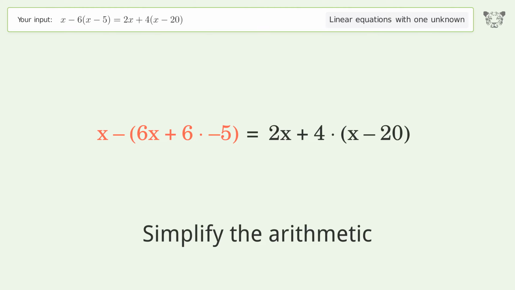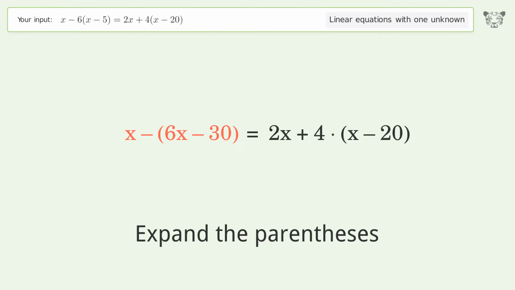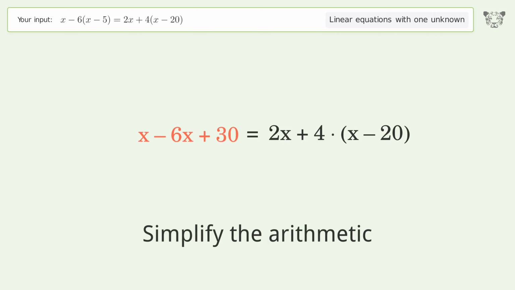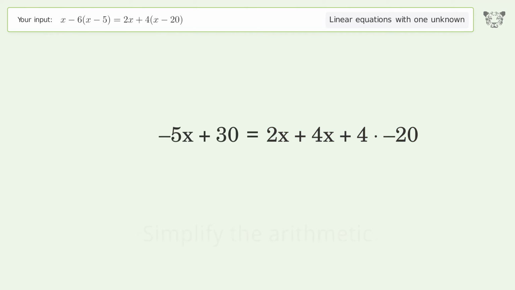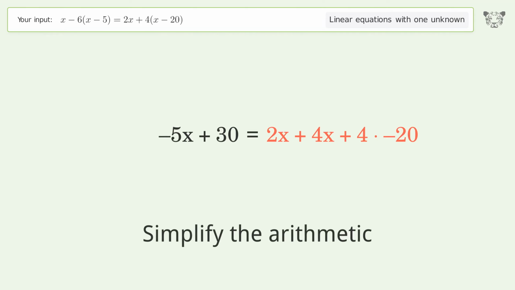Simplify the arithmetic. Expand the parentheses. Simplify the arithmetic. Expand the parentheses. Simplify the arithmetic.